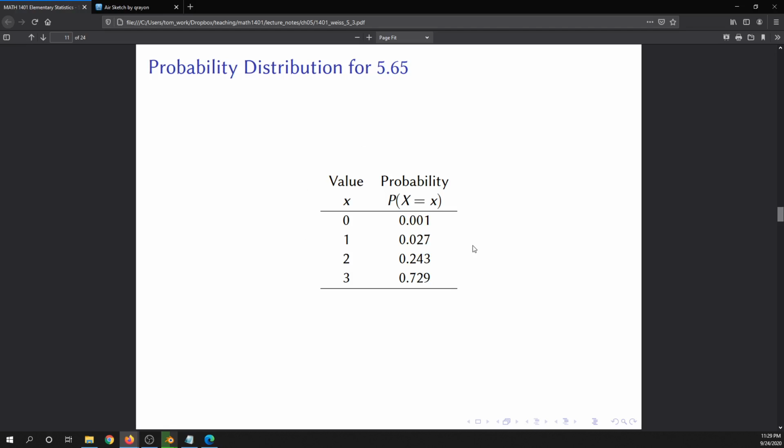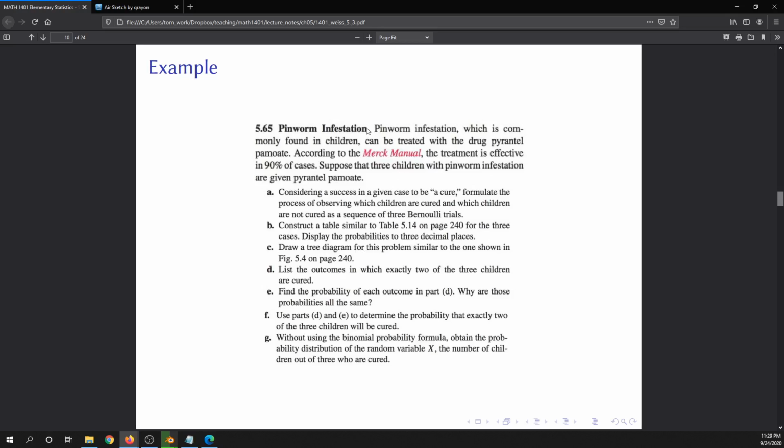Here's an example of what a probability distribution might look like for the number of successes. Here we would have 3 trials, or whatever the experiment is. This is the pinworm experiment. I'm not going to work this problem in this video, but this is the pinworm experiment that we've already identified as Bernoulli trials. Pinworm infestation, which is commonly found in children, can be treated with the drug pyrantel pamoate. According to the Merck Manual, the treatment is effective in 90% of the cases.